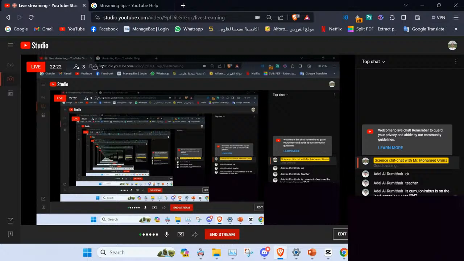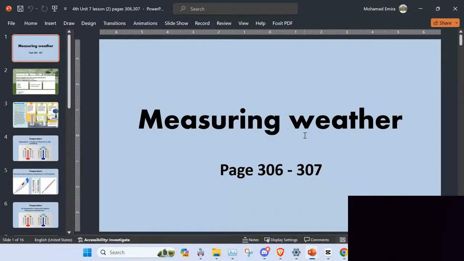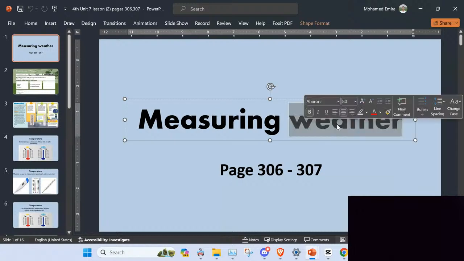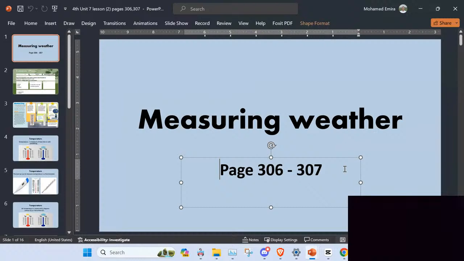Okay, we'll have like 30 more seconds, then we go to the other PowerPoint, which is measuring the weather. So far, we already know about the weather. We know that weather has many kinds, can be rainy, stormy, cloudy, sunny, and so on. So let's get to it directly.